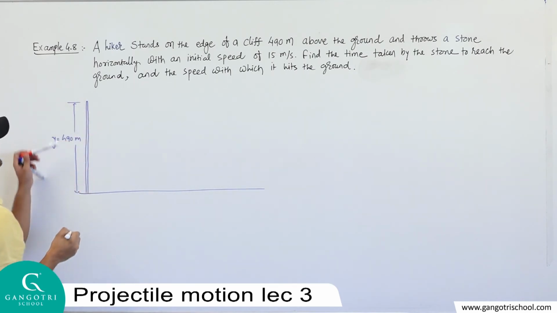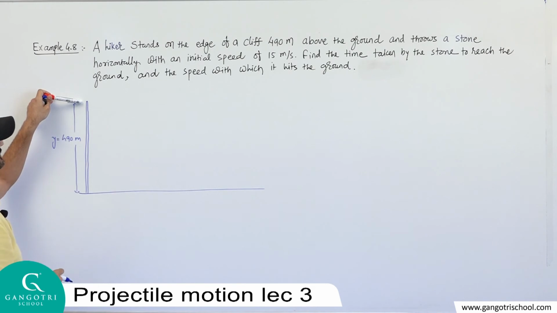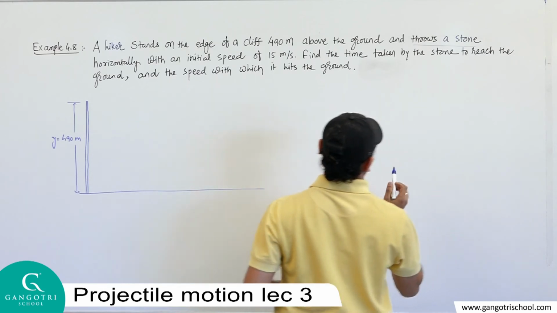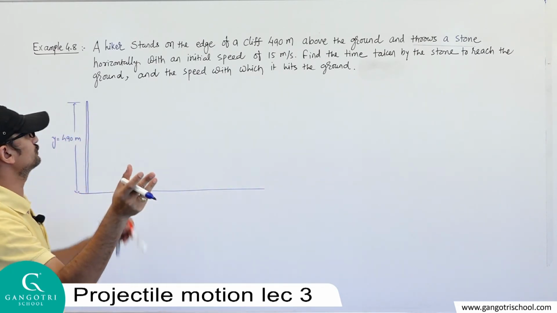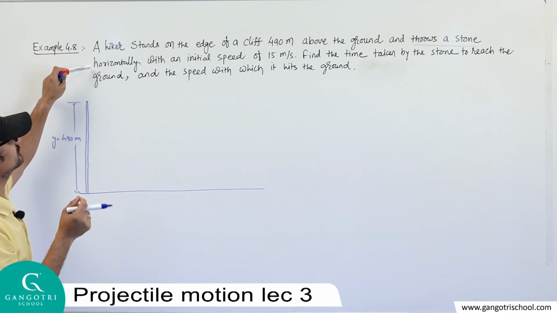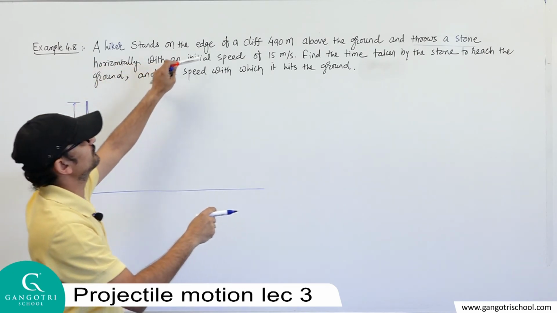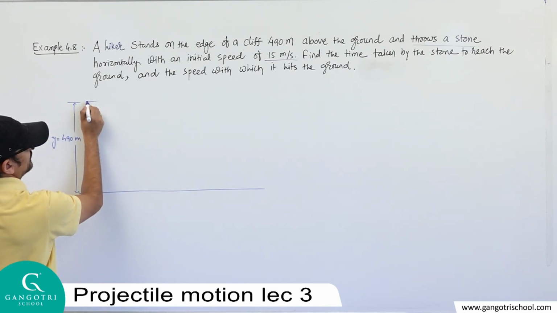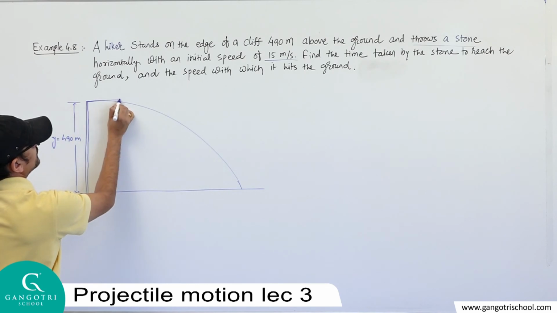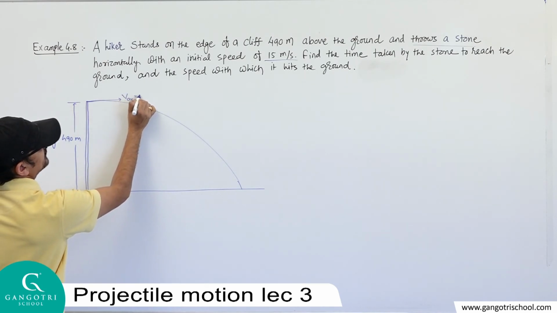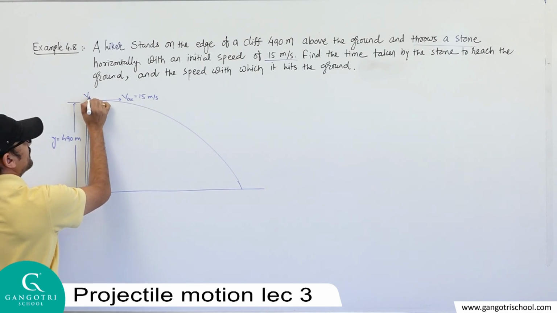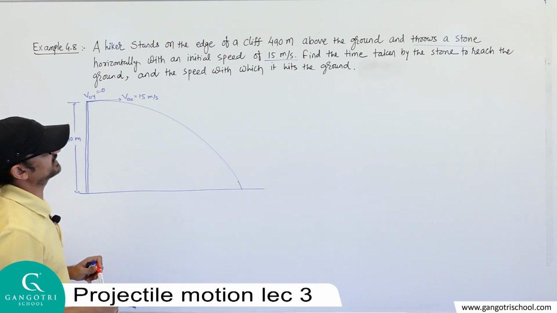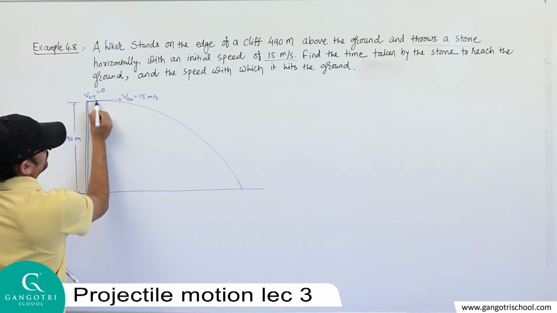So one hiker is standing over here at a height of 490 meters above the ground, and throws a stone. Imagine he has a stone in his hand, and he throws it horizontally with an initial velocity of 15 meters per second. From here he throws the ball horizontally, with the x component of the initial velocity being 15 meters per second. Remember here, the y component of the initial velocity is 0. The initial horizontal velocity is 15 meters per second.